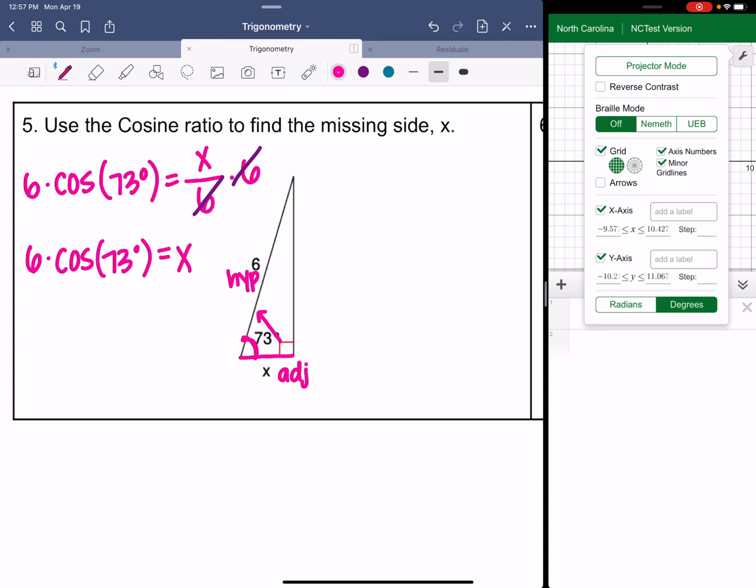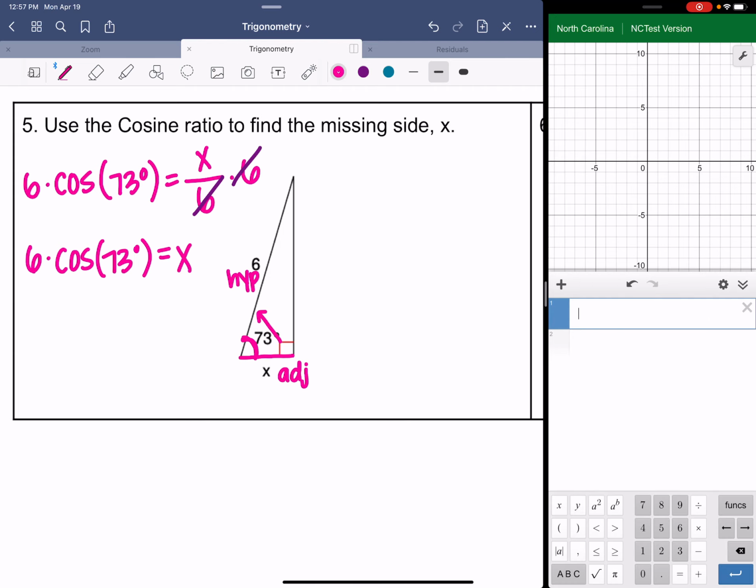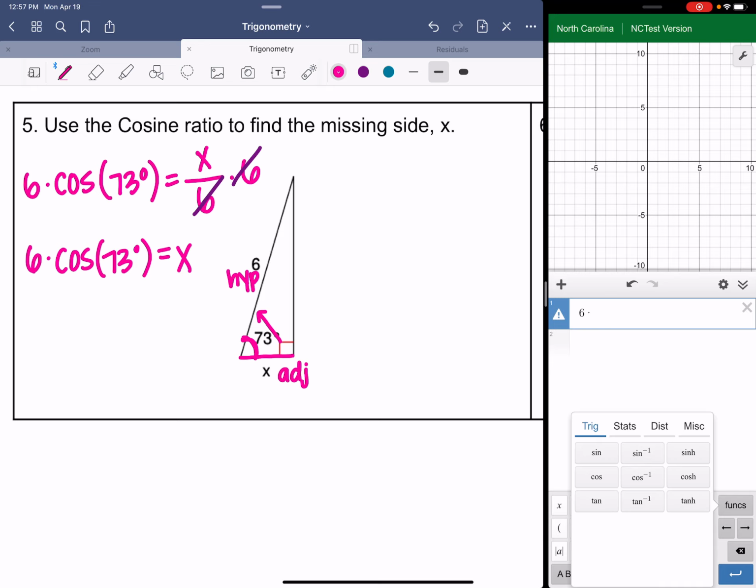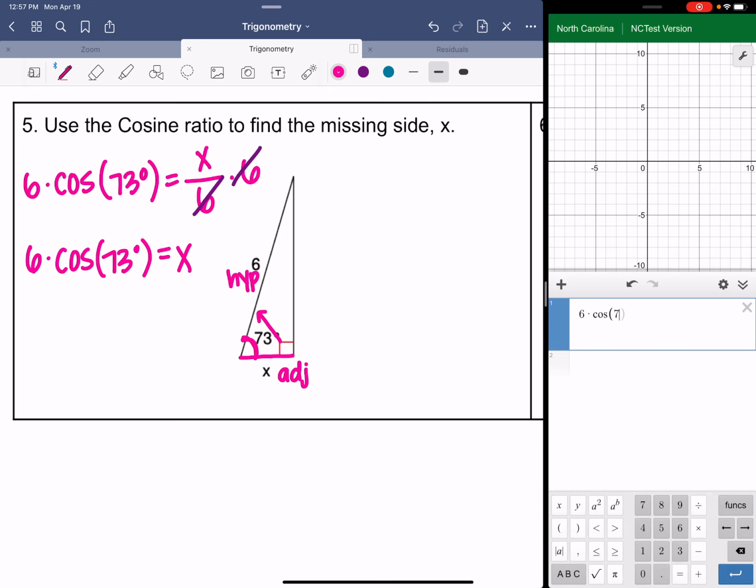So again, very important to make sure you're in degree mode here. And we're going to calculate 6 times cosine of 73 degrees. So that gives me a side measure for x of 1.8 if we're rounding to the nearest tenth.